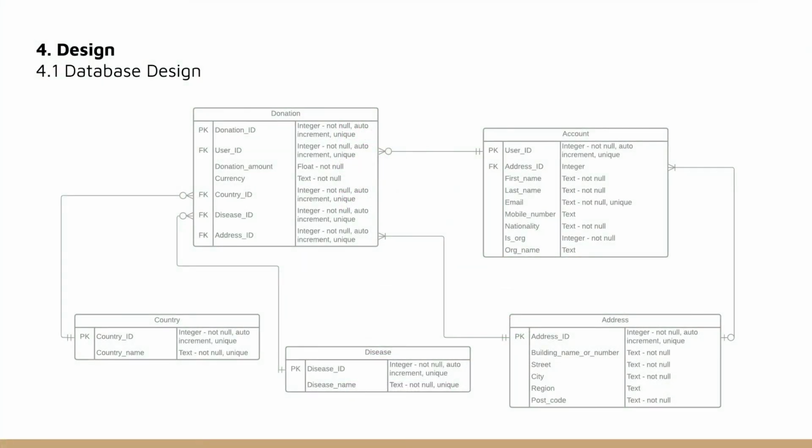Now, we move to the database design. On this slide, you can see an entity relationships diagram, which is the result of the combined conceptual and logical stages of database design. This diagram includes several entities, which in our case are account, donation, country, disease, and address. Each entity also includes several attributes, their data types and any constraints, and also identifies primary and foreign keys. For example, the primary key address ID in the address entity is used as a foreign key in the account entity to monitor where our users come from, and also in the donation entity to serve as the billing address.